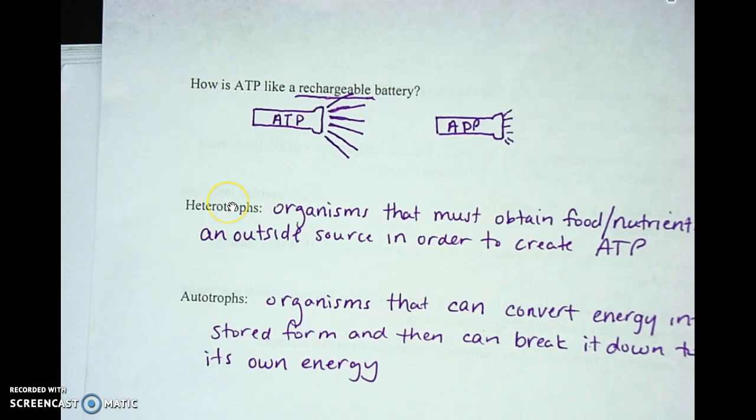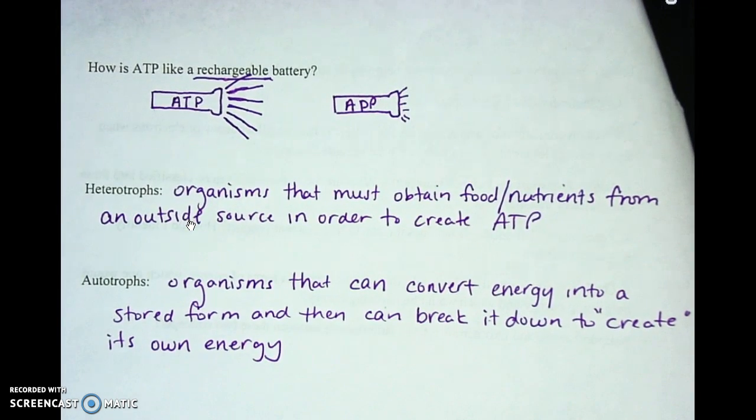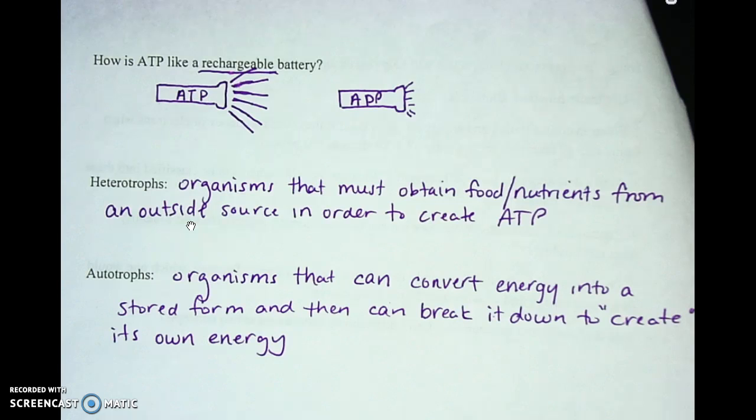These two terms, heterotroph and autotroph, are the reason why we talk about photosynthesis, because organisms that are classified as heterotrophs must obtain food or nutrients from an outside source in order to create ATP. That food that we obtain is like glucose. So we have an outside source, our glucose, because we can't make it from non-usable forms. So we take the glucose in and we create ATP from it.